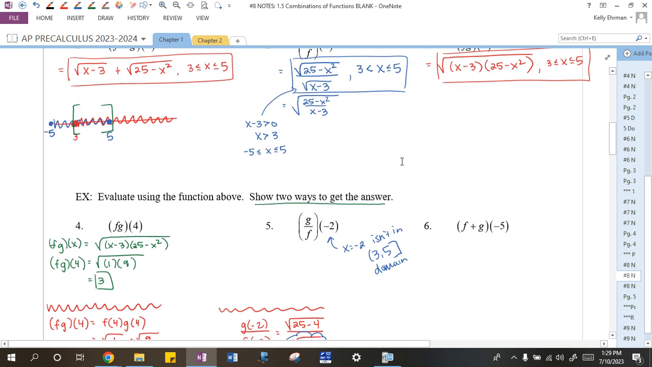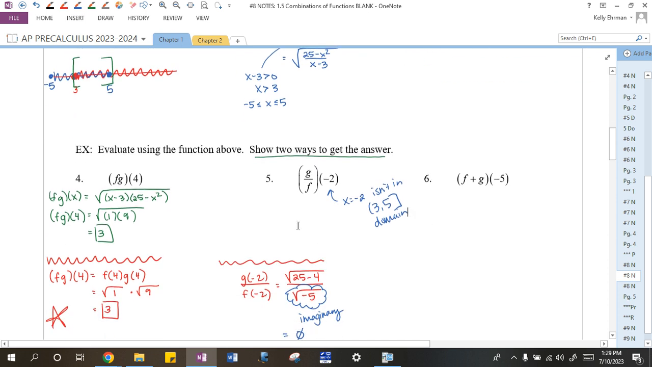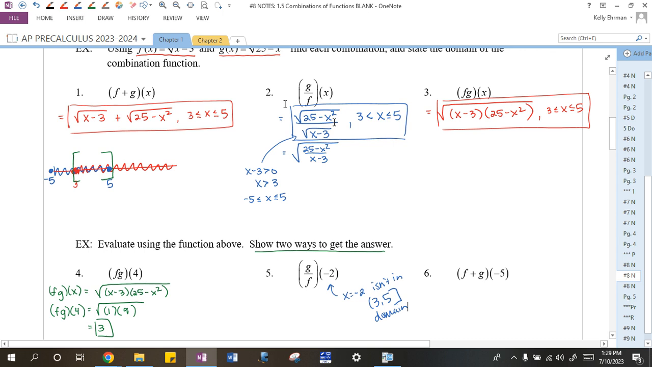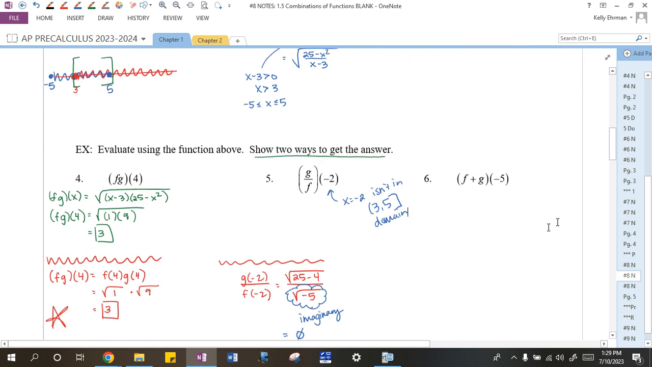Remember back here, we said for this g divided by f function, you can't plug in anything outside of this domain, so negative 2 doesn't work. All right, so I'm not going to show a second method on that, but the second method would show you pretty much the same thing anyway, finding g divided by f, which was this, and plugging into that. Okay?